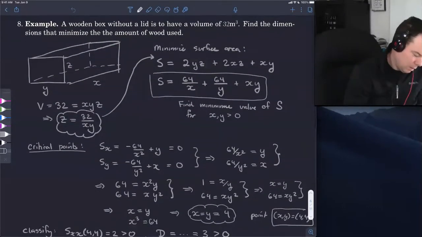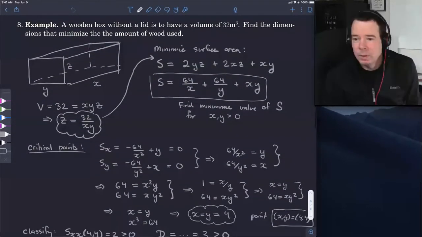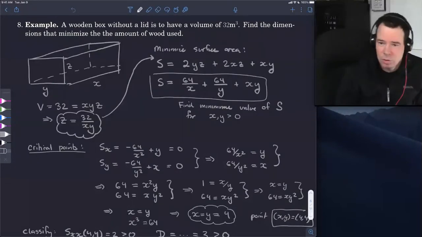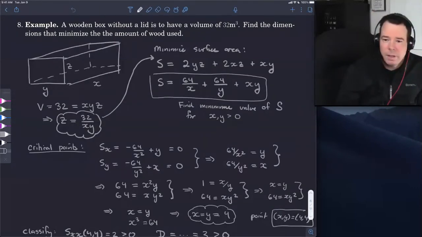And then we did an example like this, very similar to the one we had on the midterm as well, ones you worked on the homework assignment. So we got a wooden box without a lid, which is to have a volume of 32 meters cubed. Find the dimensions that minimize the amount of wood used. So the idea here is that there's three variables, X, Y, and Z.